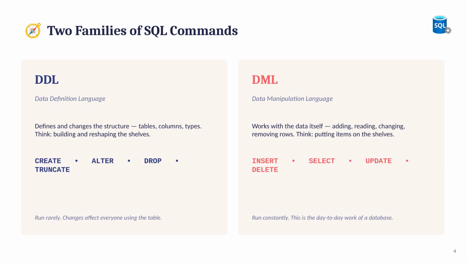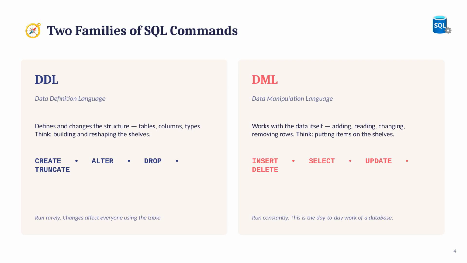The first is DDL, Data Definition Language. This defines and changes the structure of your database, tables, columns, data types. Think of it as building and reshaping the shelves themselves. DDL commands include create, alter, drop, and truncate, and you run them rarely, because changes affect everyone using that table.